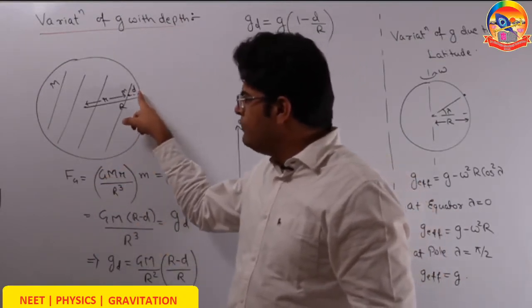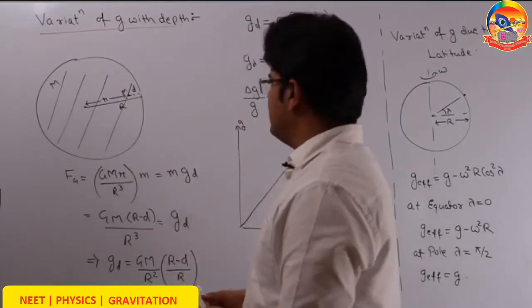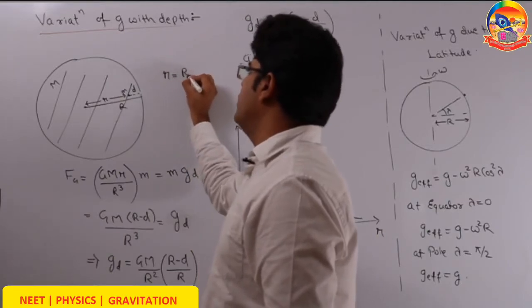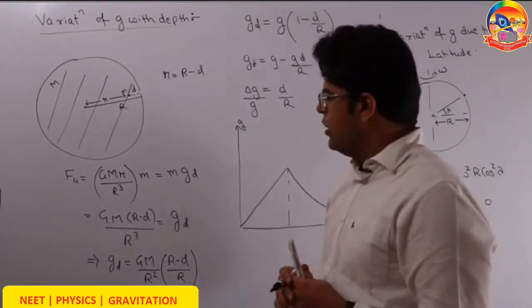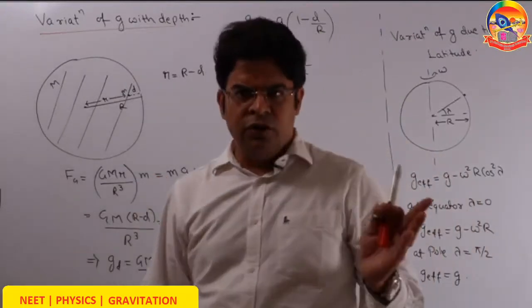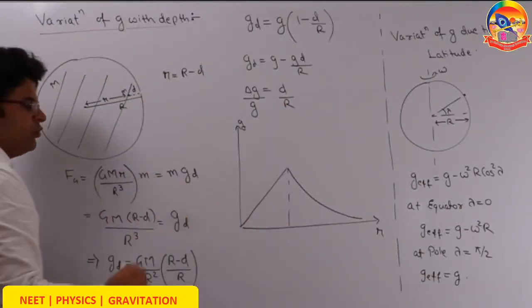If you go at depth d and distance from the center of the earth is r, you can say very well that the distance from the center is nothing but the radius of earth minus the depth d that you have gone inside. So now here, GMr by R cube into m, this is the force, and this can also be written as mass of the particle times acceleration due to gravity at depth d.